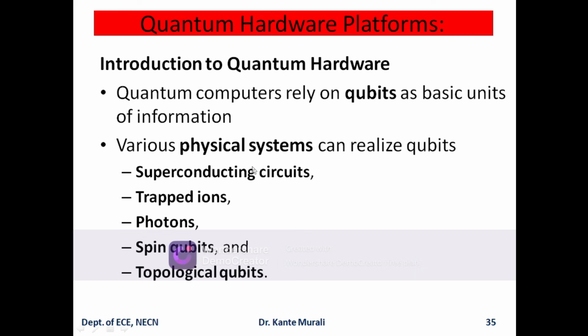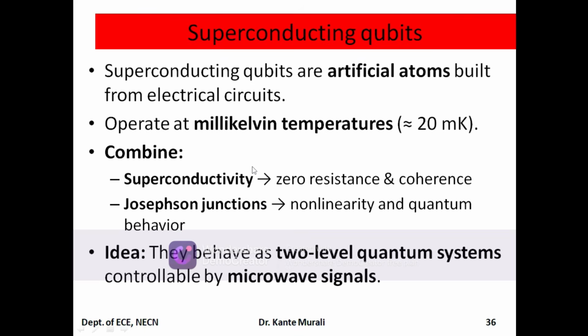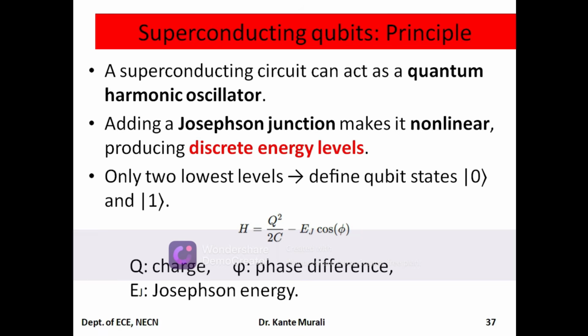Let's start with the most commonly used approach, that is, superconducting circuits to realize qubits. First, let us see the basic idea behind this. These qubits are essentially artificial atoms built from electrical circuits that behave quantum mechanically. They operate at very low temperature. They rely on superconductivity, where the resistance drops to zero, and Josephson junctions, which create the non-linearity needed for discrete energy levels. In simple terms, there are tiny loops of metal that can hold current in two directions. One is clockwise, another is anti-clockwise, or positive or negative directions, which are mapped to 0 and 1.